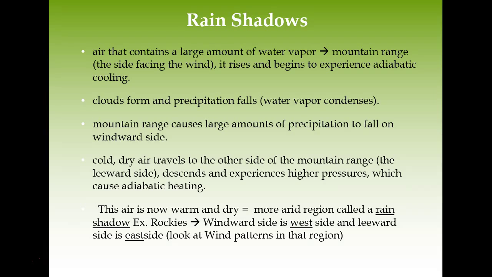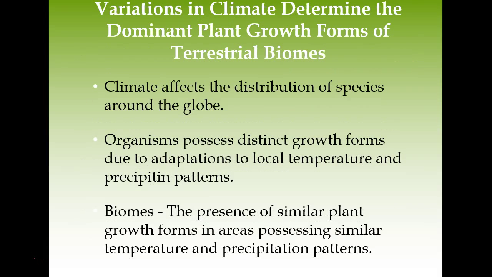And here's a summary of your rain shadows that you can copy down, reiterating everything I said. That large amount of water vapor hits a mountain range, and the water can't climb the same way the air does. The water is just physically heavier, so it condenses and starts to drop down, and then that warmer, dry air falls over, and that's what we call a rain shadow. So for the Rockies, the windward side is the west side, and the rain shadow is the leeward side, the east side. You can look at wind patterns in different regions to figure out which side of a mountain range would be the windward side and the leeward side.